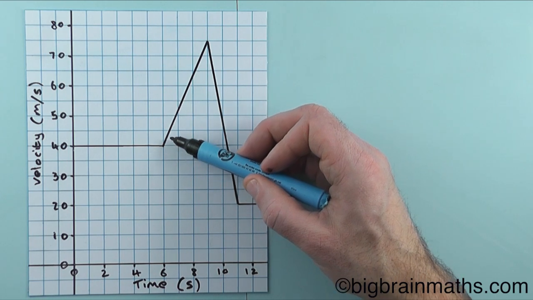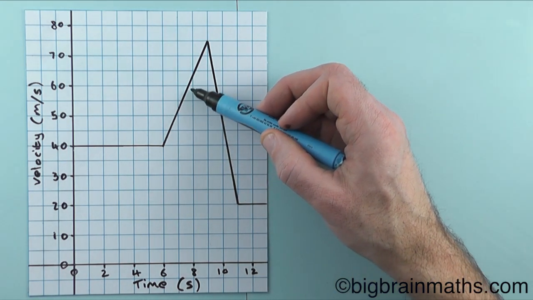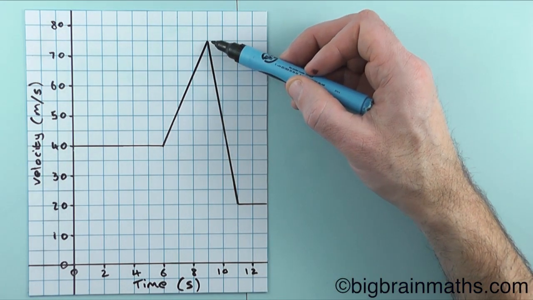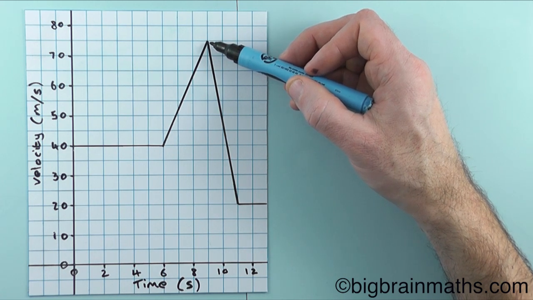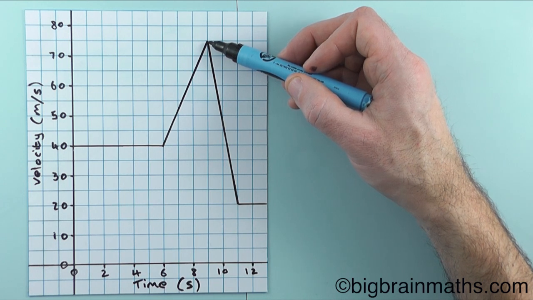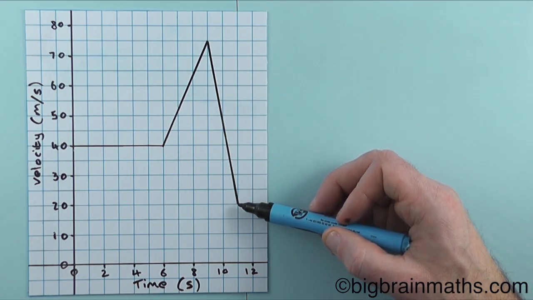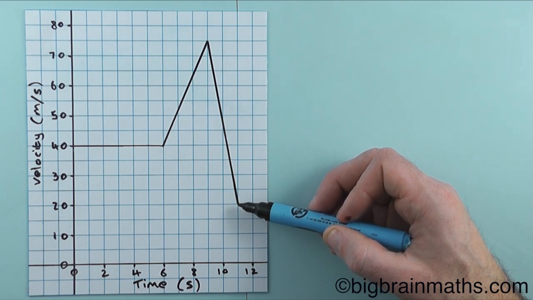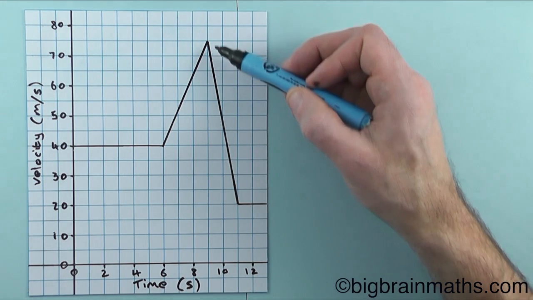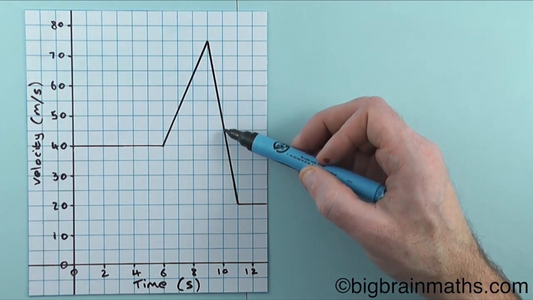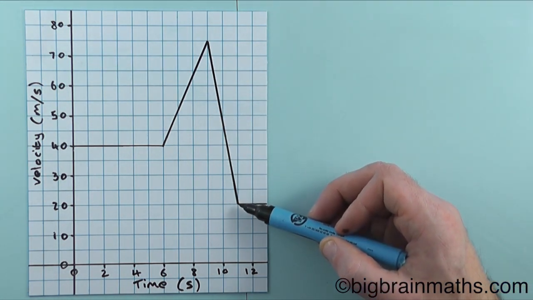Then the car's velocity increased, which meant it was accelerating until it reached a speed of 75 meters per second, which is 170 miles per hour. Then the car's velocity decreased, which means the car slowed down. And any time that an object's velocity decreases, or when an object slows down, we call it decelerating. So in this section of the graph, we can say that the car is decelerating.